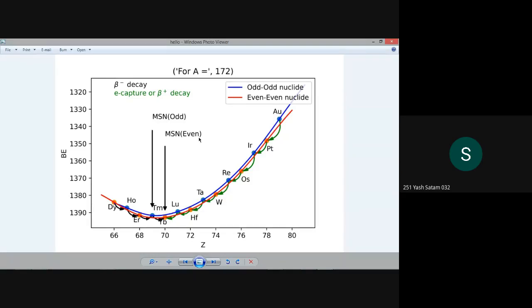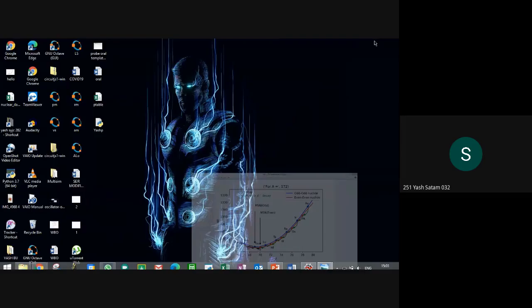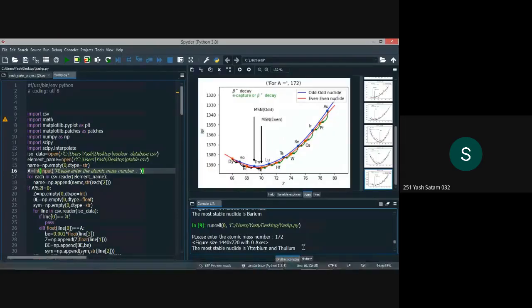as we saw in the odd case, there was only one mass parabola. For an even mass number, we have two mass parabolas, and since we have two mass parabolas, we get two most stable nuclei. MSN stands for most stable nuclei. So in this case, for 172, we have terbium and thulium. It prints the name over here as well.